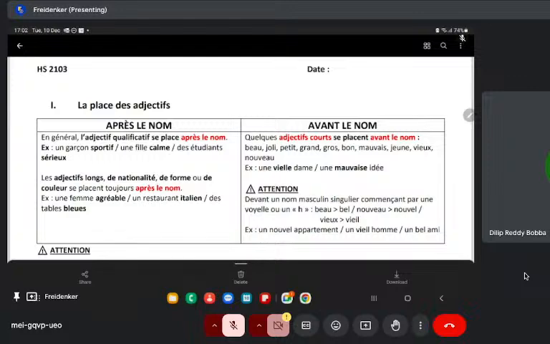La place des adjectifs. Okay, where do you place the adjective? So we're just going to discuss where we place the adjective. But let me just look at my physical copies once. Where are we?